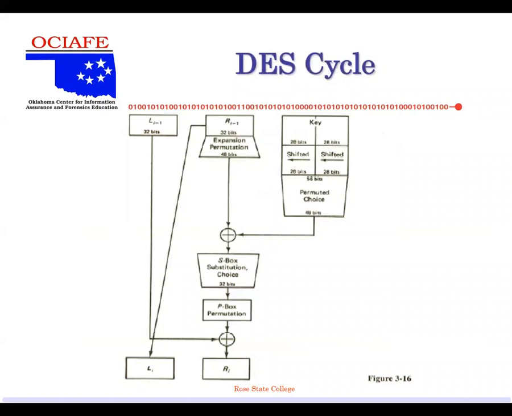Now here's the cycles. So remember, we split the 64-bit block in half. We got two 32s. So the right side, we need to expand it up to 48. Because what we're going to do is bring it down here and XOR it with this key. The key is 56 bits divided in half. It shifts, which we'll talk more about. Then we have permuted choice, which brings it down to 48. So it goes from 56 to 48. And this 48 and this 48 get XORed together. Comes down here to the substitution box. That 48 becomes 32. Goes through a permutation. And then we XOR it back with the left.